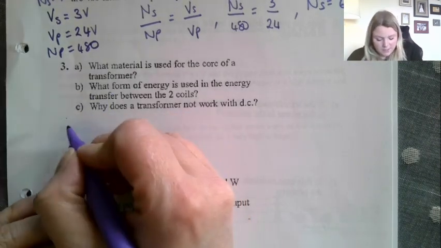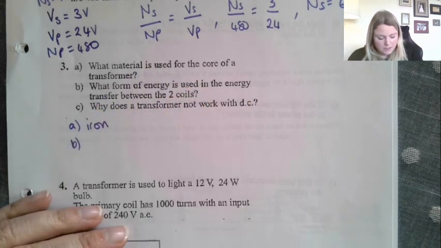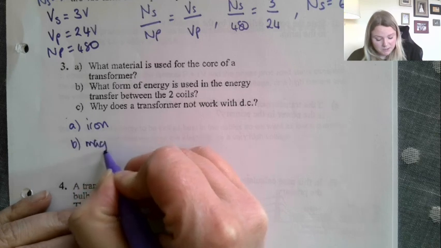Okay, so for 3A, what material is used for the core? Iron, soft iron. What form of energy? Magnetic energy.